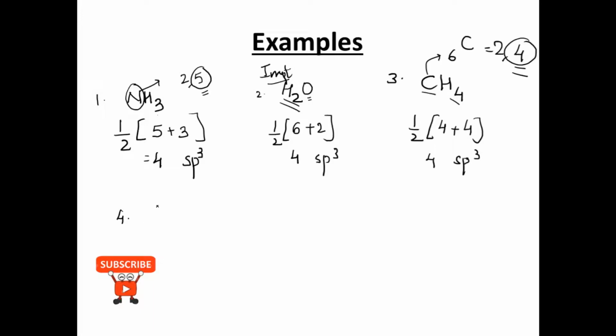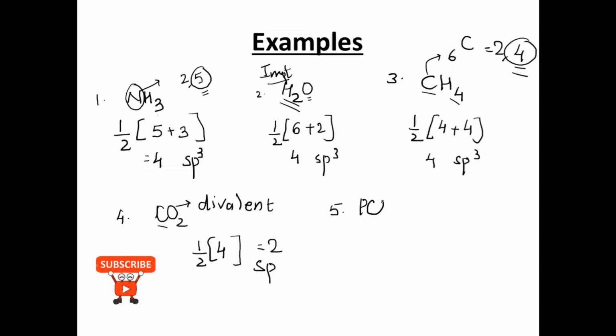Now we move on to another compound. For example, if I take CO2. Here the central atom is carbon. So half number of electrons in the valence shell, 4. Now many of the children get confused and they will write +2 and finish it off. But remember this oxygen is divalent and in our formula it is half V plus X. We have to add the monovalent. Here there is no monovalent. So the number is 2. So the hybridization comes out to be sp. I hope this is clear to all of you.